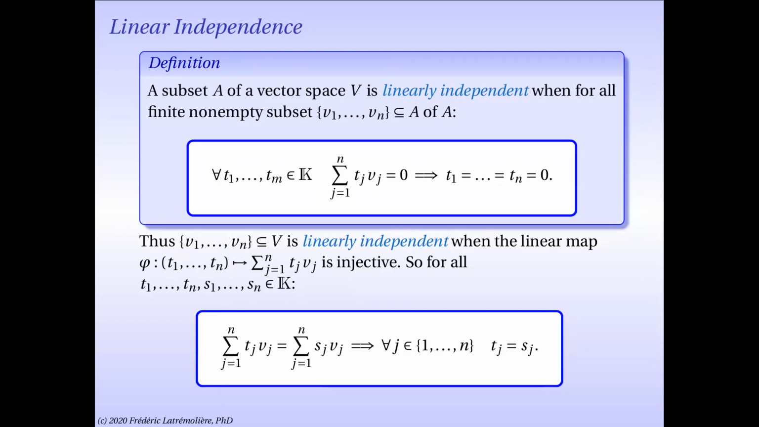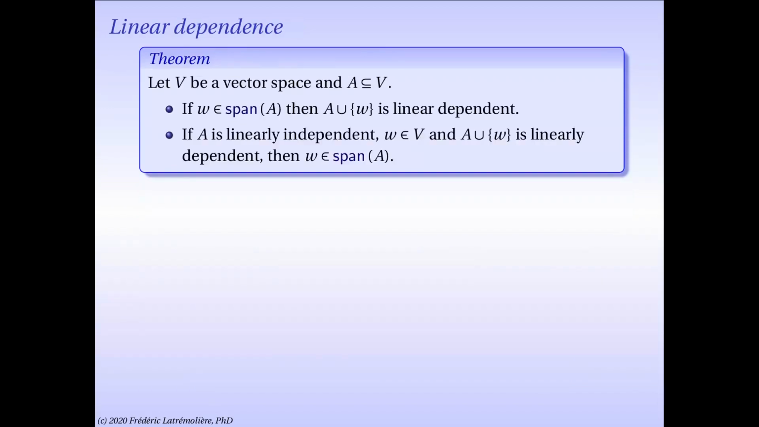And this blue box at the bottom in turn implies that the family v1 to vn is linearly independent, right? Because simply apply it to the special case where all the s here are 0, and you get exactly the statement of the definition.